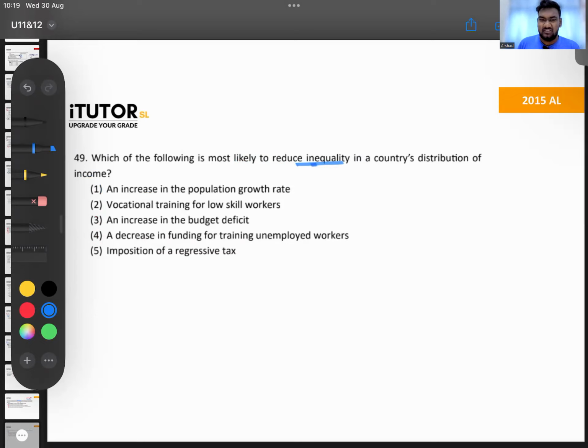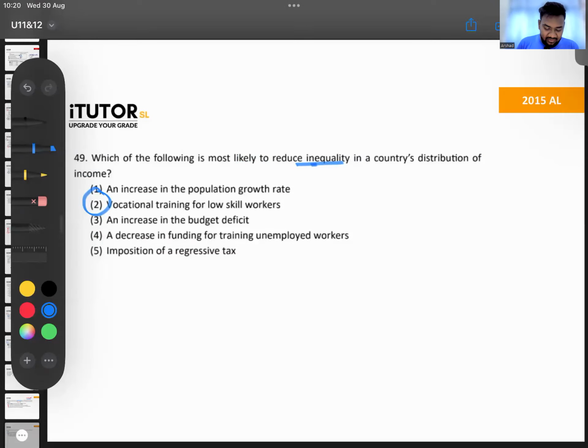Population growth, I don't think will reduce income inequality. Vocational training for low skill workers can help, no? Low skill people are earning low salaries. Maybe if you can give them training and stuff, maybe they can earn a higher salary. So that can reduce the gap between the rich and the poor. Looks correct. Increase in the budget deficit, I don't think it will really help with income.